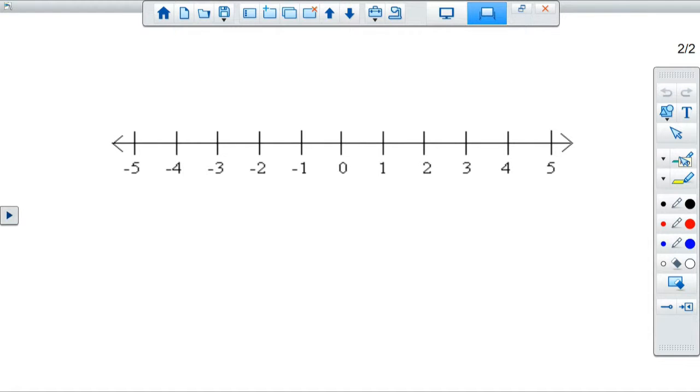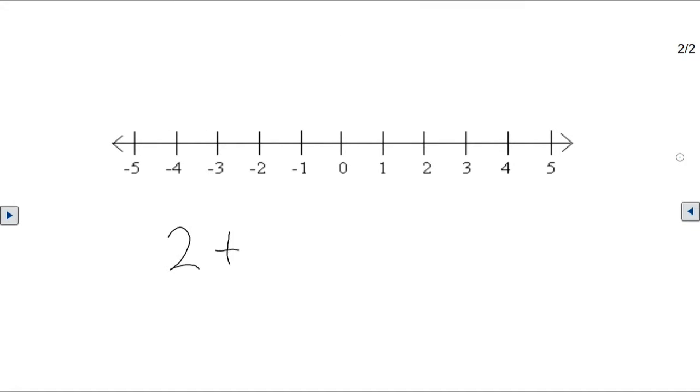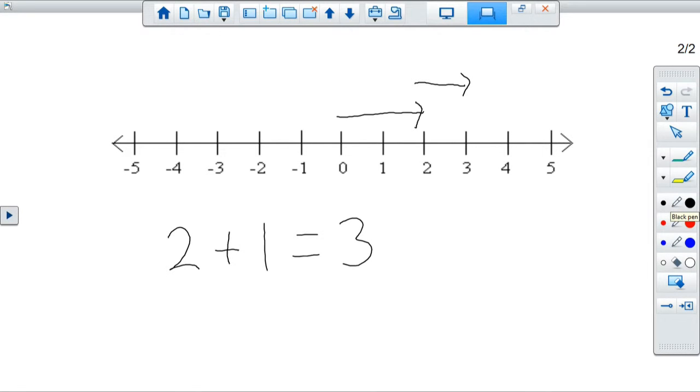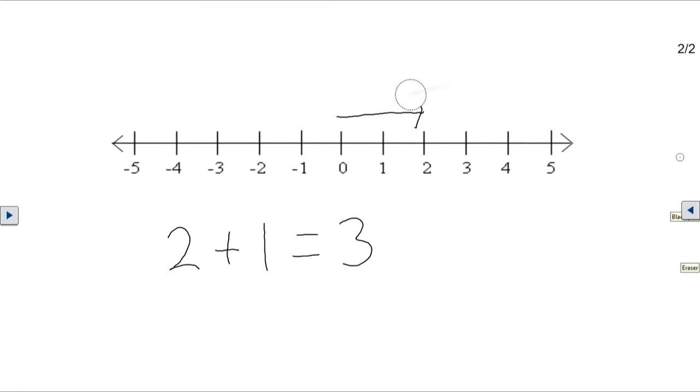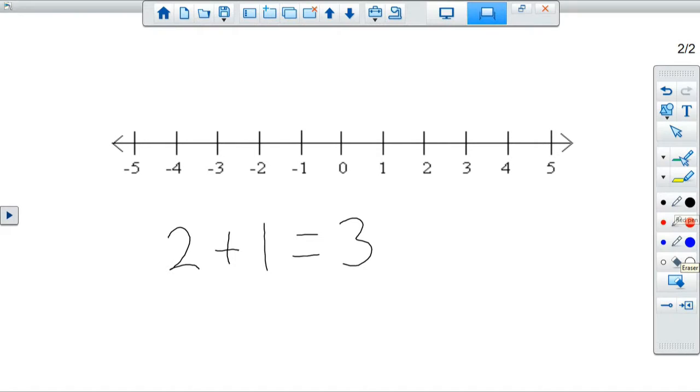So we already know, like if I add 2 positive integers, right, that we're going to end up at 3. It's like going right 2 spots and then right 1 more spot. So we end up at +3. Okay, the same idea is going to be true if we want to add 2 negatives together. Let's say, for example, instead of positives, let me change those to negatives.